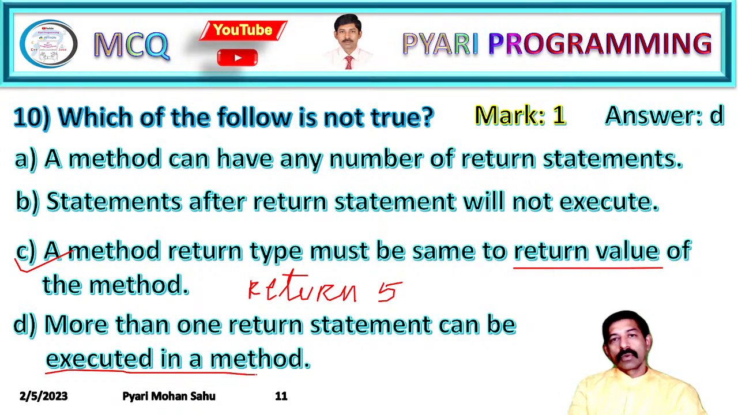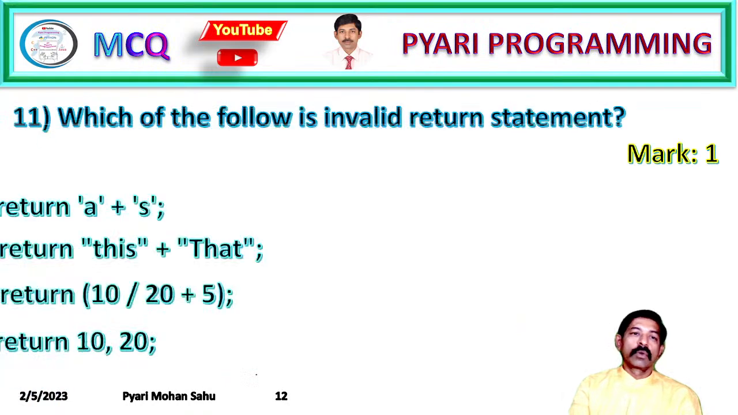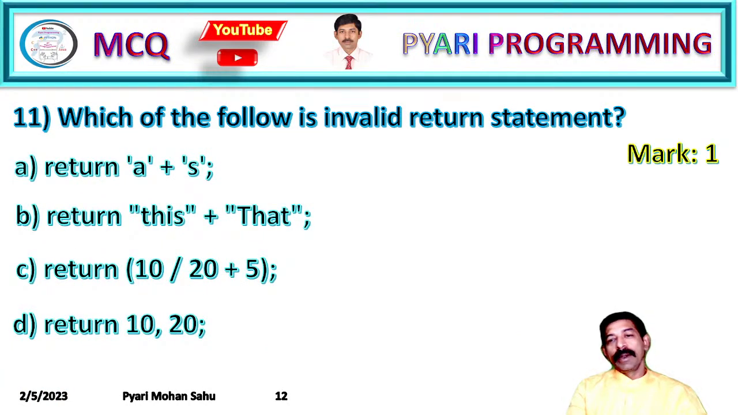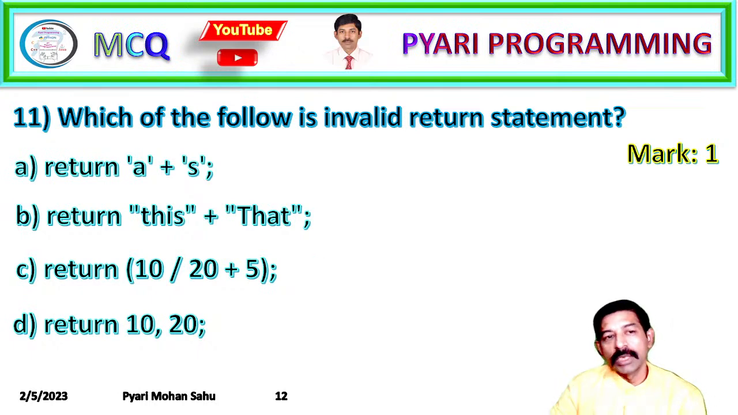Fine. Next, I think we'll move towards the program. No, I think I have added one more question at the end. So which one of the following is the invalid return statement? शायद मेरे दिमाग में और एक क्वेश्चन आ गया, इसीलिए हर टाइम 10 होता था, इस बार 11 हुआ है.